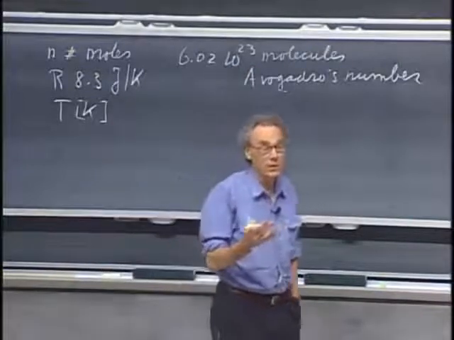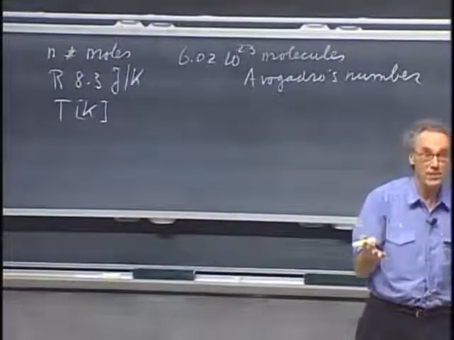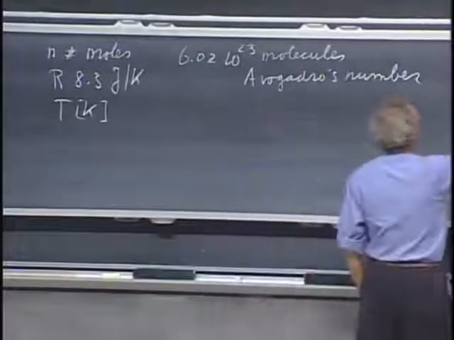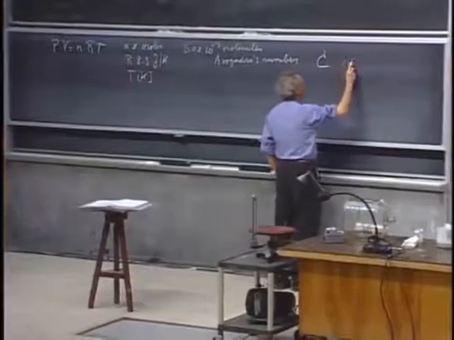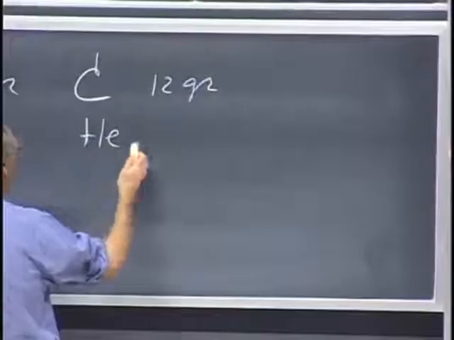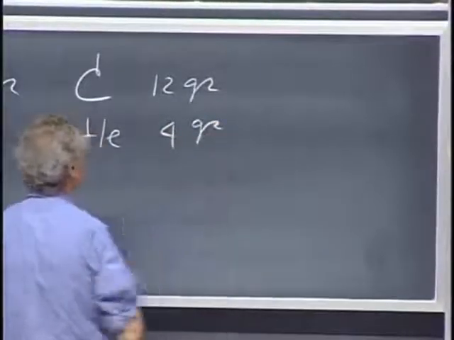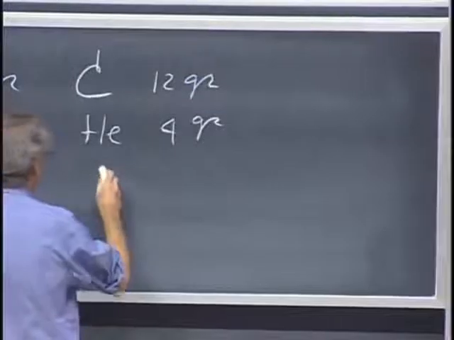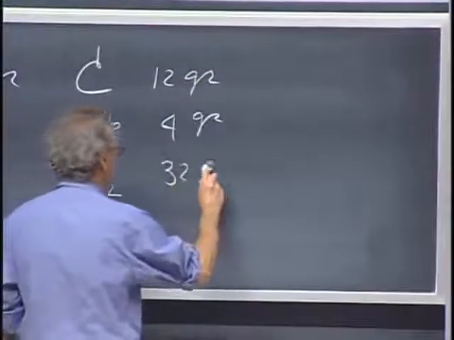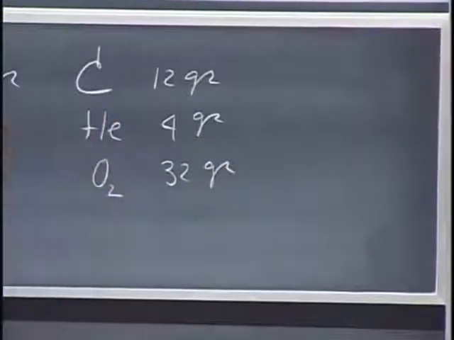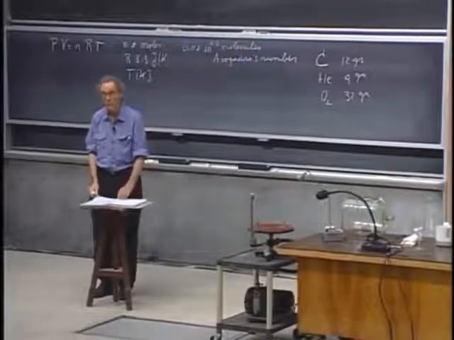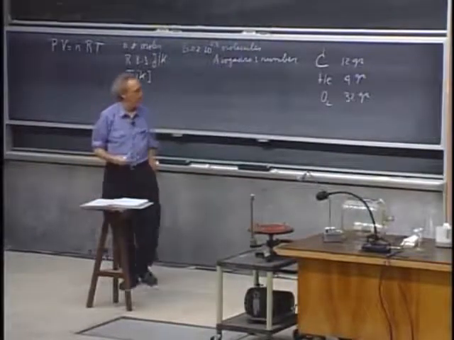Now, each of these substances have very different masses. If I take, for instance, carbon, then 1 mole of carbon would weigh very close to 12 grams. If I take helium, 1 mole of helium would weigh very close to 4 grams. And if I took oxygen, O2, then 1 mole would be very close to 32 grams. So the masses are very different in a mole, but not the number of molecules or the number of atoms.